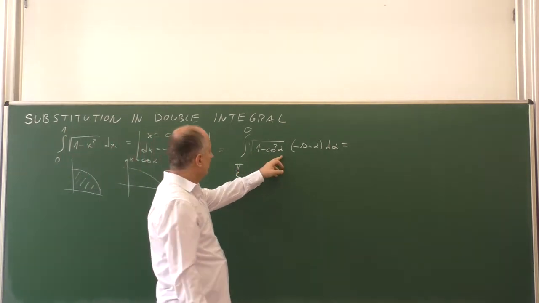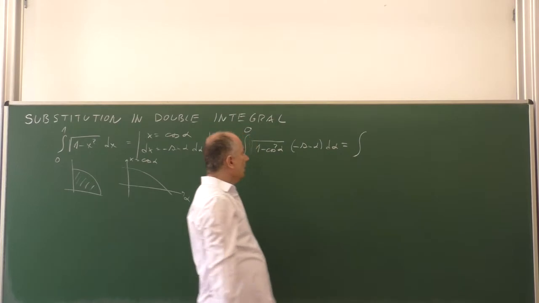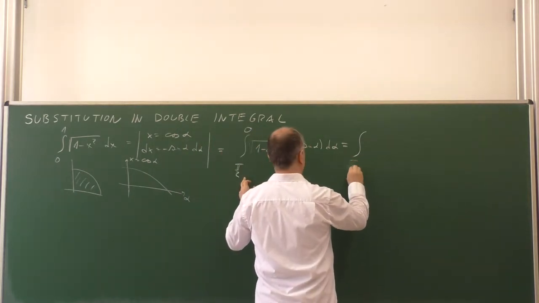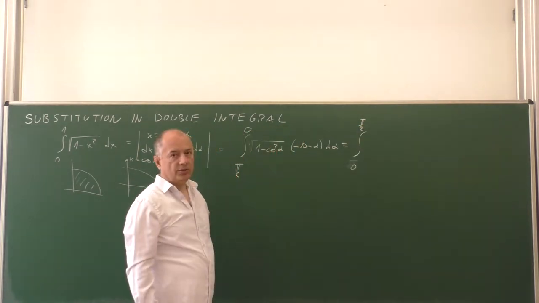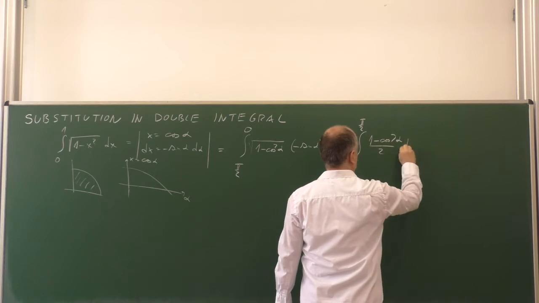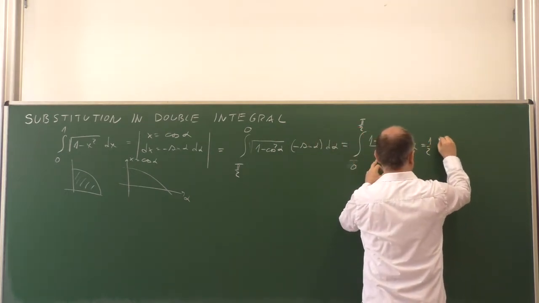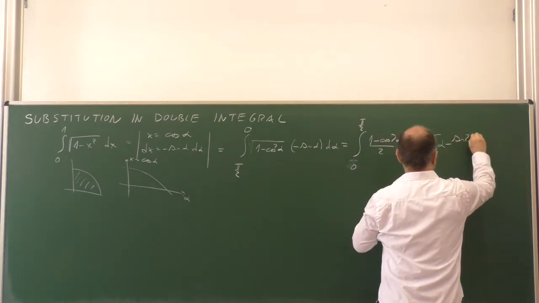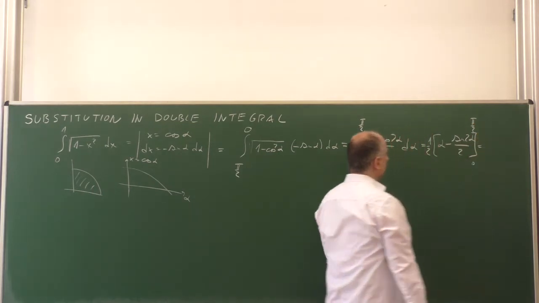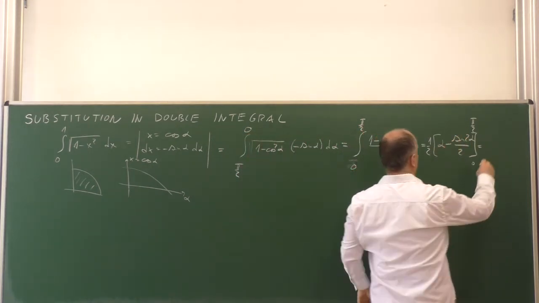Well, and this can be simplified to sine. Sine times sine is sine square. We can get rid of minus if we swap the limits, from 0 to pi half, and sine square is equal to 1 minus cosine of 2 alpha over 2, d alpha. We can factor out 1 half, and the antiderivative is alpha minus sine of 2 alpha over 2, from 0 to pi half. Sine of 2 alpha is 0 at 0 and pi half, and alpha is pi half times 1 half, which is pi over 4.